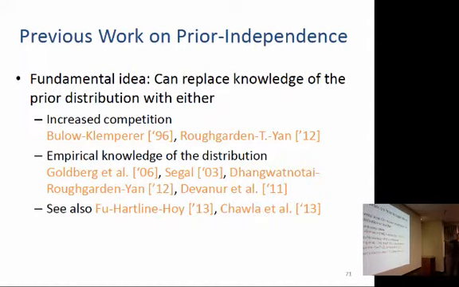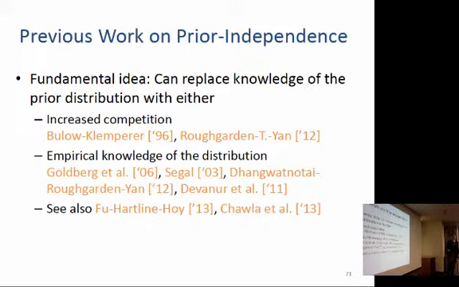So the first line of work is along increased competition. You make up for no knowledge just by increasing competition, and you get almost as good revenue. This was pioneered by Bulow and Klemperer. And then the second line of work is that you look at the market and try to see what the bidders are doing and extract from their bids empirical knowledge about the distribution. This was pioneered, I think, by Goldberg et al. And there's been a lot of work since then.